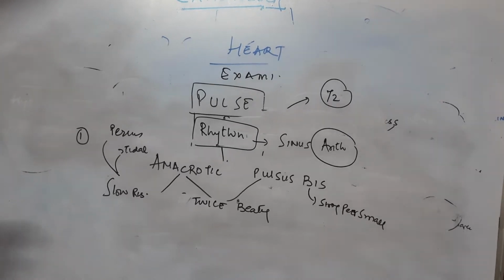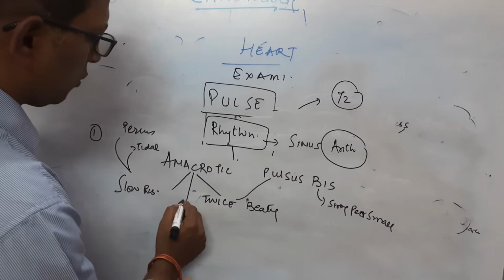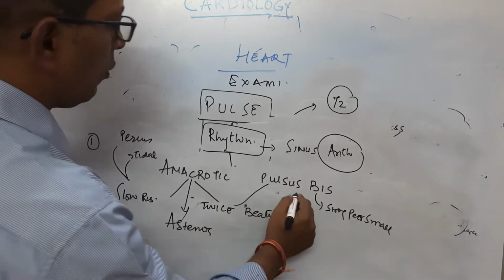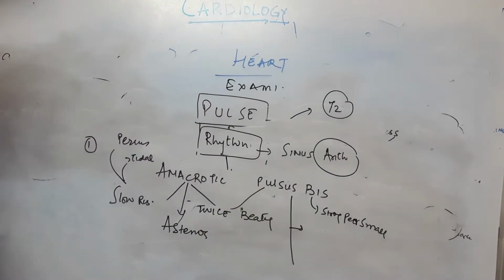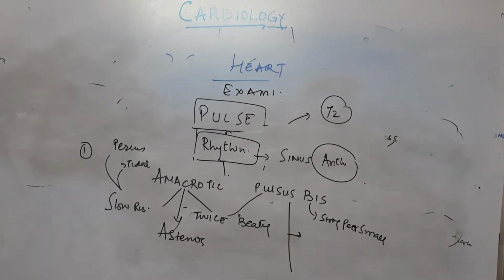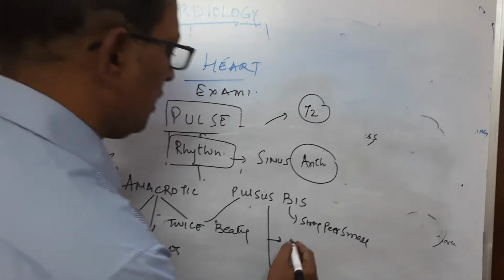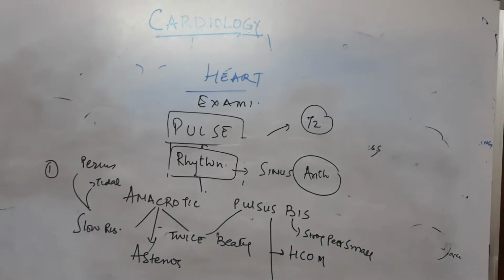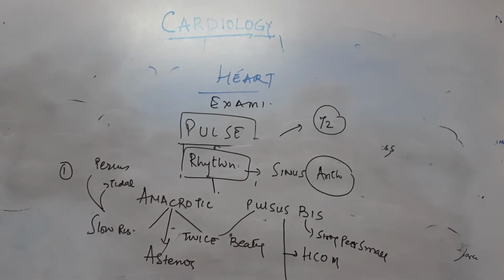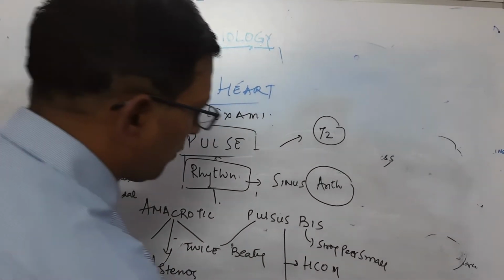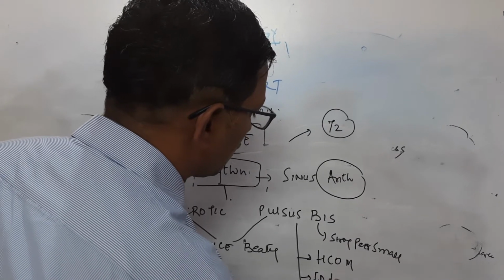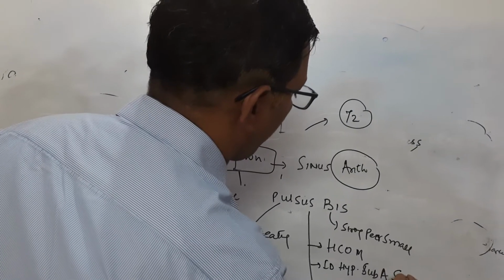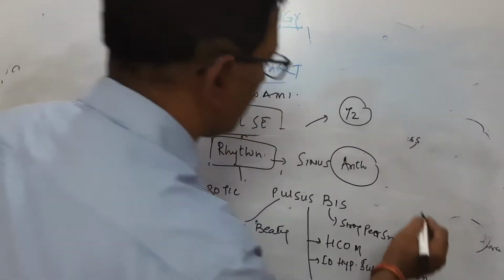Now this is found in aortic stenosis, whereas the pulsus bisferiens pulse is found with hypertrophic cardiomyopathy. It is found under idiopathic hypertrophic subaortic stenosis. This is found here.